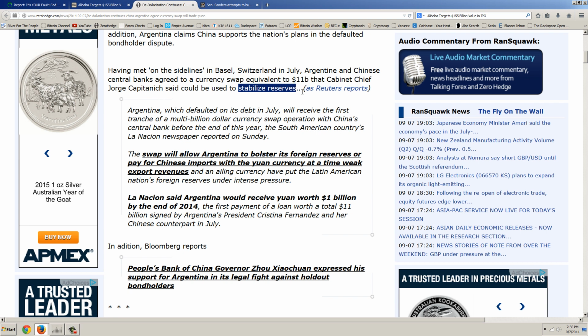Wonder how long it's going to be until they tell us equivalent to this many yuan as opposed to this many dollars.